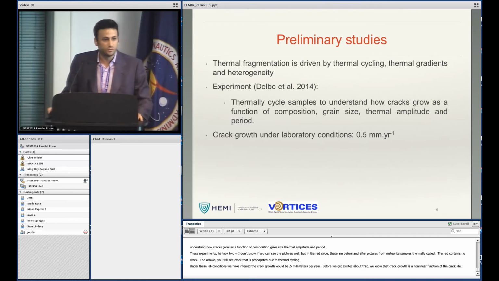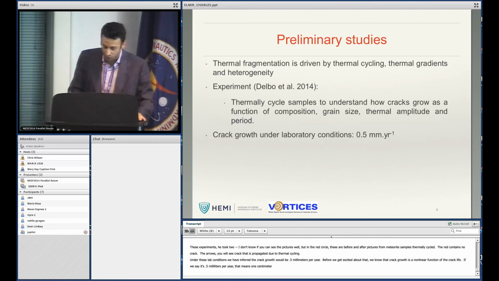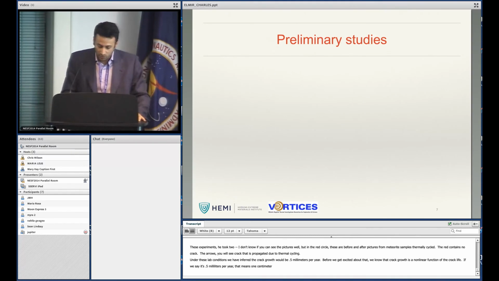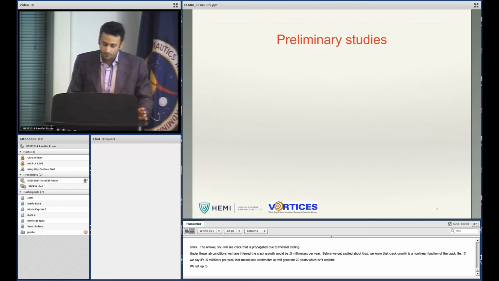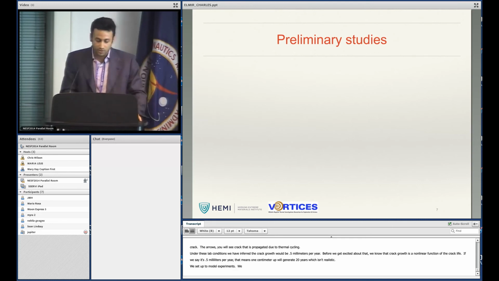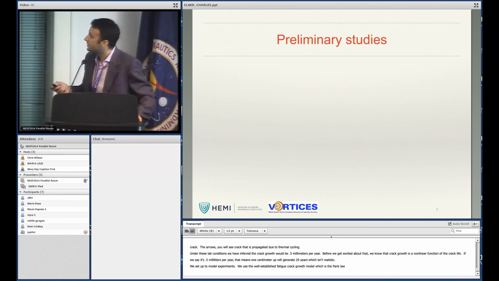So if we just say that it's 0.5 millimeters per year, that means that a 1 centimeter rock will break down in just about 20 years, which isn't quite realistic. So we set off to model these experiments, and we used the well-established fatigue crack growth model, which is the Paris law, and basically relates the rate of change of the crack length per cycle.